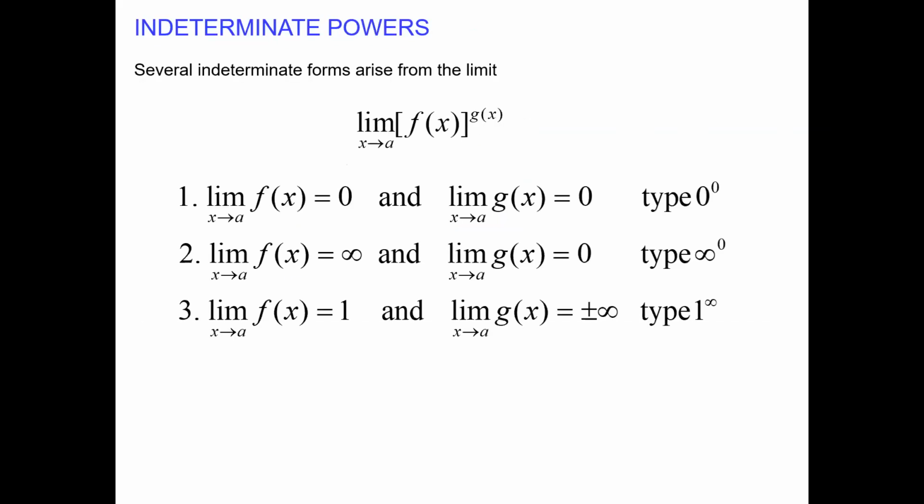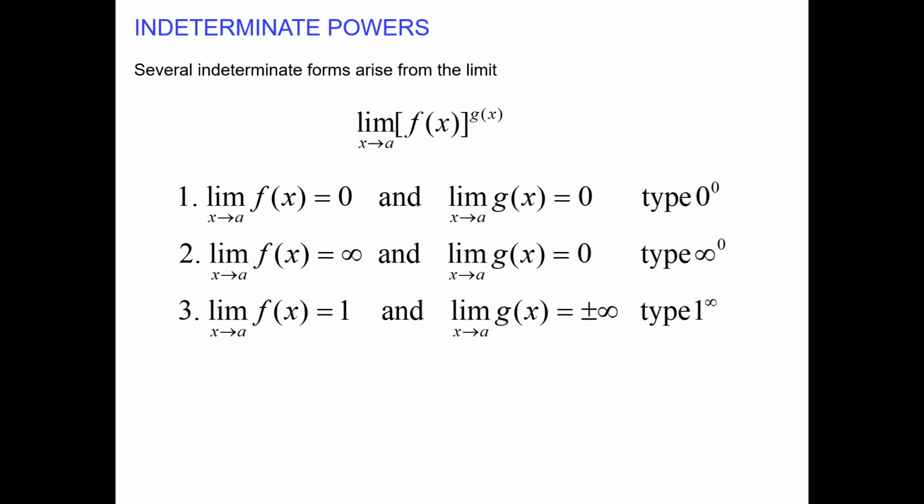That means indeterminate power forms are limits where we have a function taken to the power of another function, with a certain condition: one function goes to 0 and the other goes to 0. That's the form 0 to the power of 0. We don't know what it is right away. We cannot assume it is possibly 1, possibly 0. We don't know. It could be anything, it is an indeterminate form.